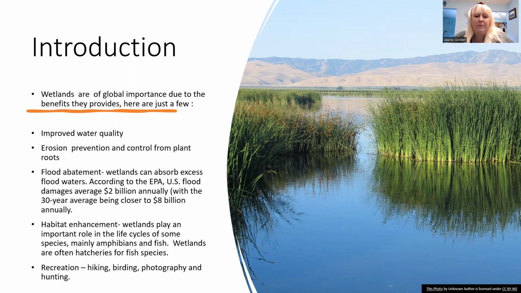Habitat enhancement. Wetlands play an important role in the life cycles of many species, specifically amphibians and fish, sometimes key game fish species or economically important fish species. Wetlands are often hatcheries for species like this. And the last one, especially around here, is recreation. Hiking, birding is a big deal in wetlands areas, photography and hunting in some spaces as well.